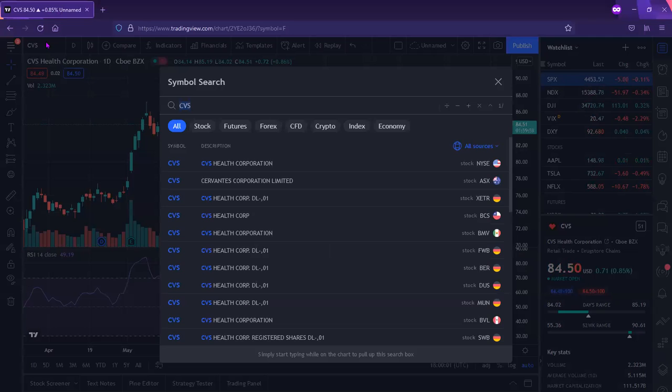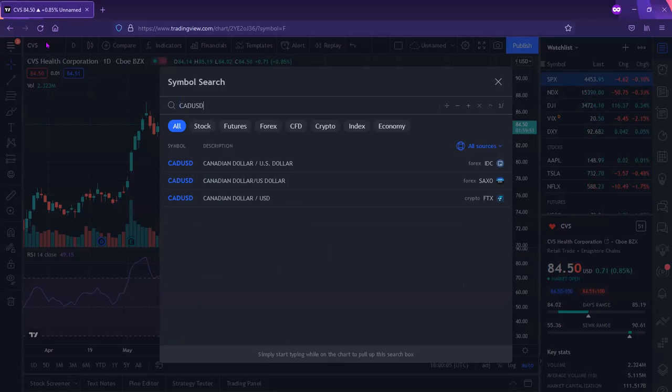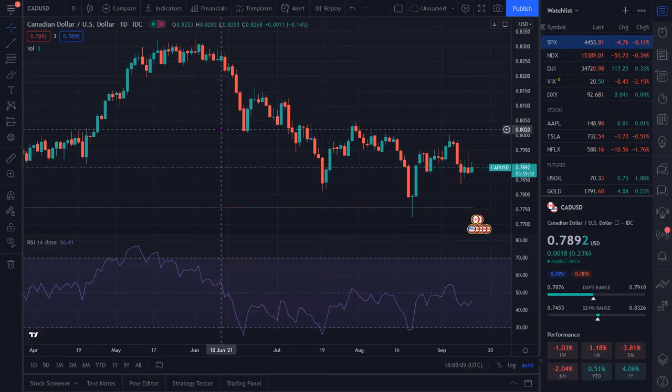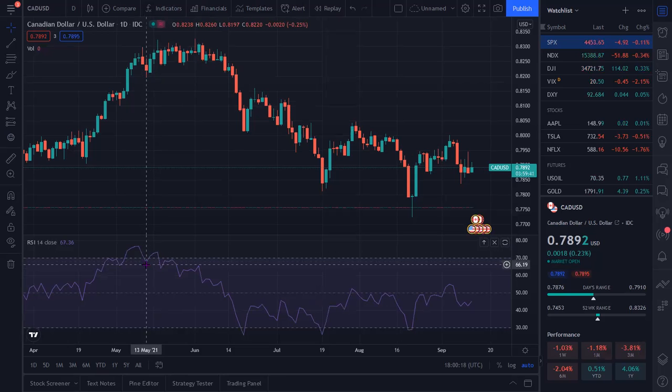Another one we're going to look at is swing failure and rejection. And we're going to use the Canadian dollar and the US dollar for that. And the swing failure and rejection is going to happen over here, right? So we have the RSI crossing into the overbought territory and then dropping below. And then it rises again, but it doesn't cross into overbought territory. And then the RSI creates a new low, right? You can see that right here.